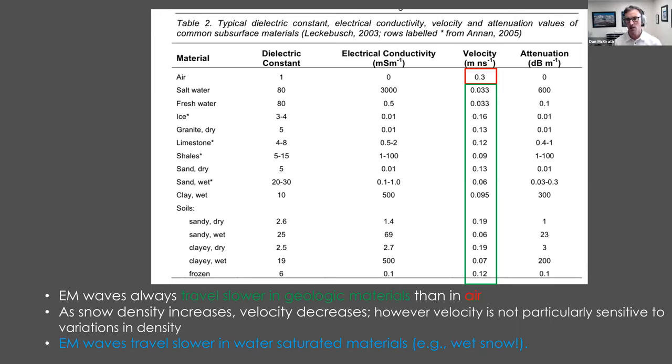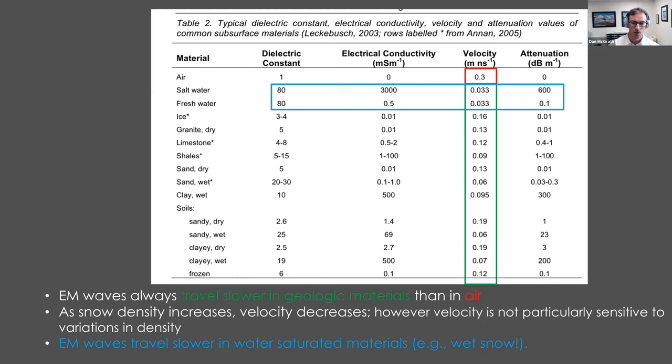But an important thing, and one of the benefits of GPR as a method, is that the velocity is not particularly sensitive to variations in density. You can have a roughly 20% variation in density, and you might only see a 4 to 5% variation in velocity. So it's not particularly sensitive to it, but we still wanna get that velocity right to get the most accurate snow depths.